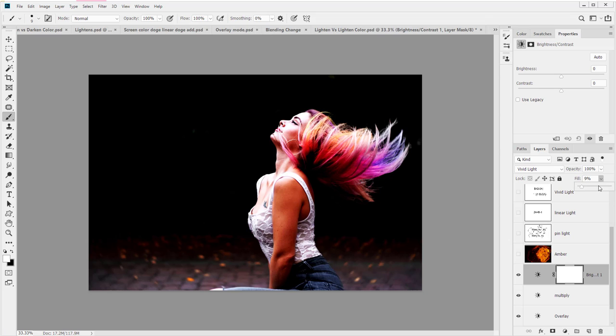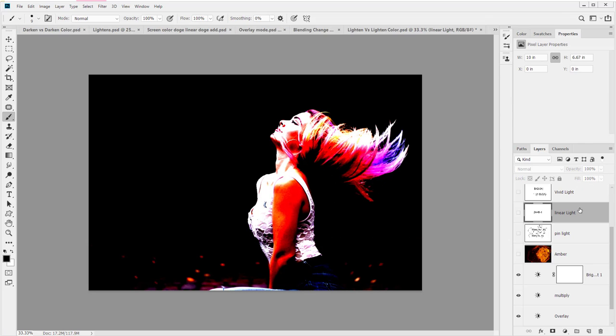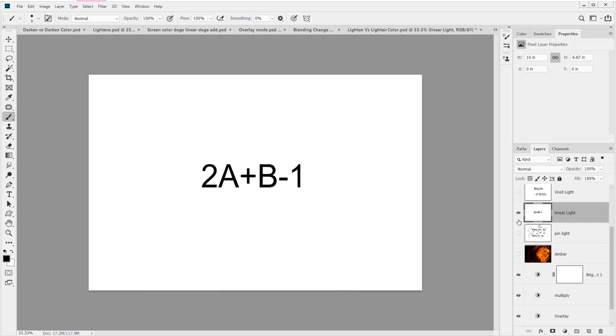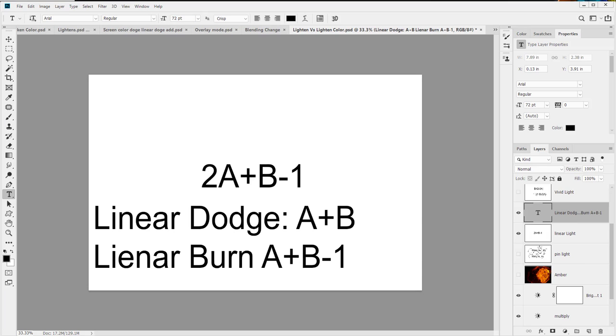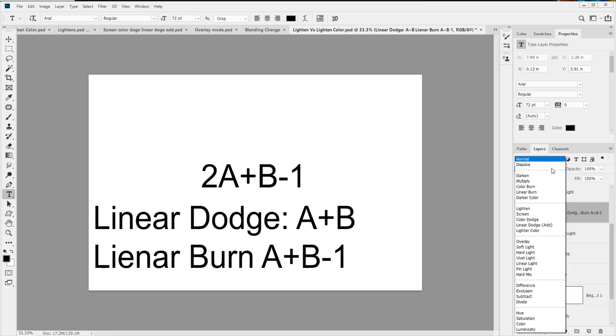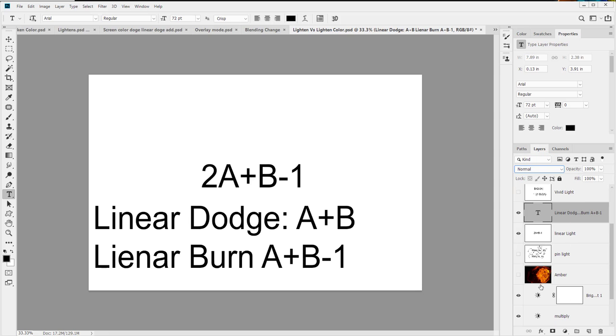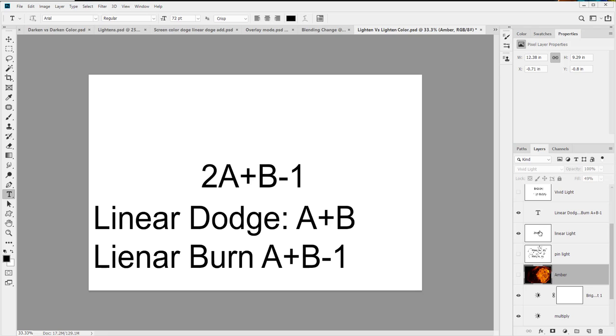Let's go ahead and take a look at linear light. The formula I have for that is just 2a plus b minus 1. Hold on. Yeah, there we go. As I was saying, let me pop back over here.